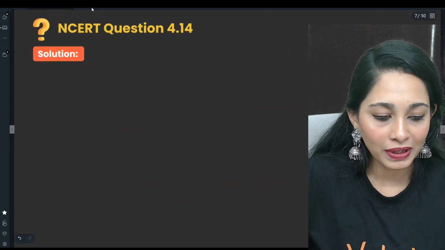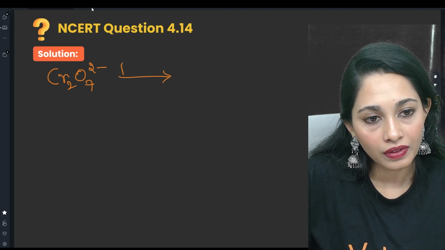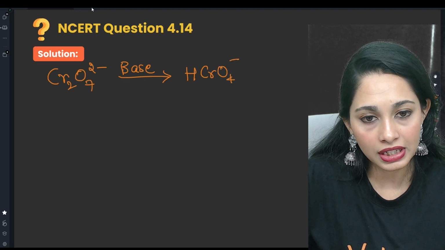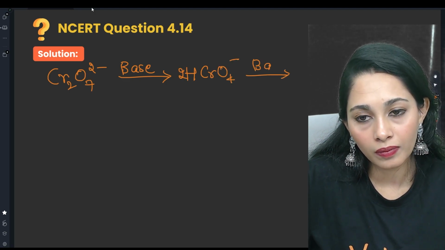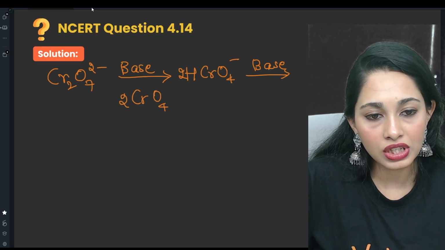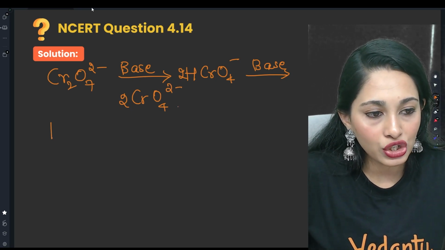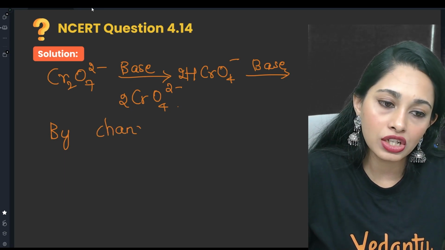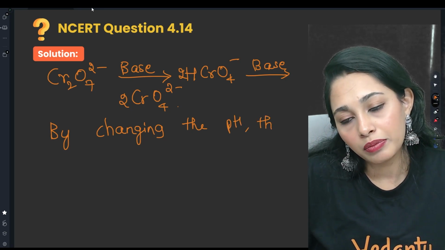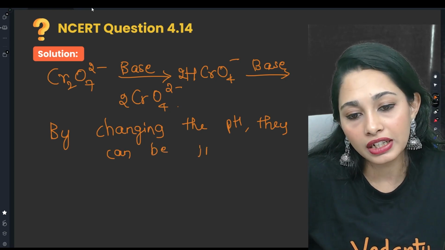And the same applies for dichromate, Cr2O7 2 minus. So in base, it gives HCrO4 minus, and it gives chromate ion, 2CrO4 2 minus ion. So what happens here? By changing the pH, chromate and dichromate can be interconverted.